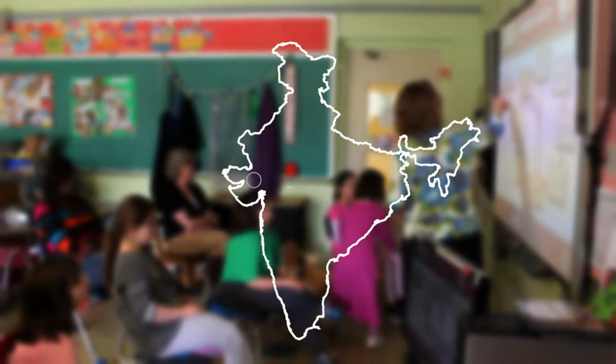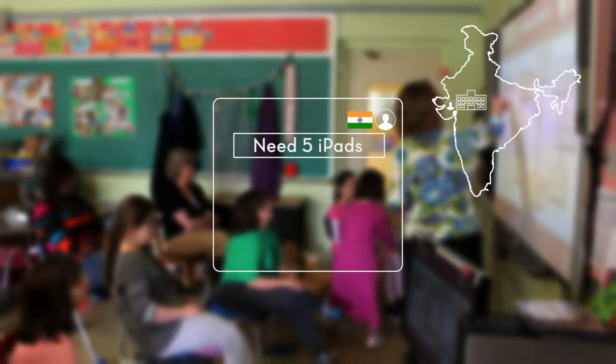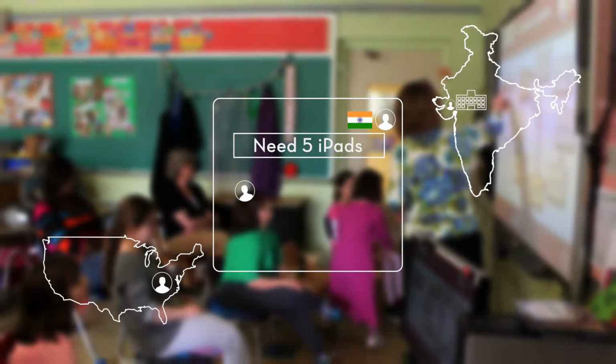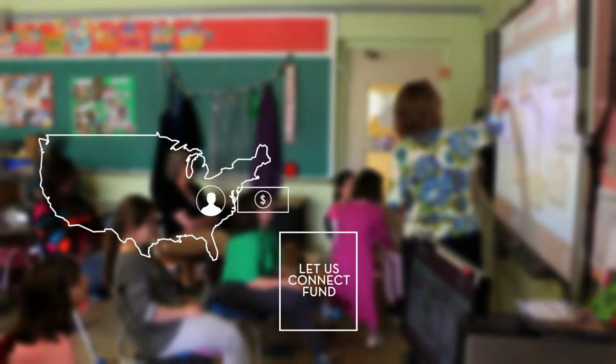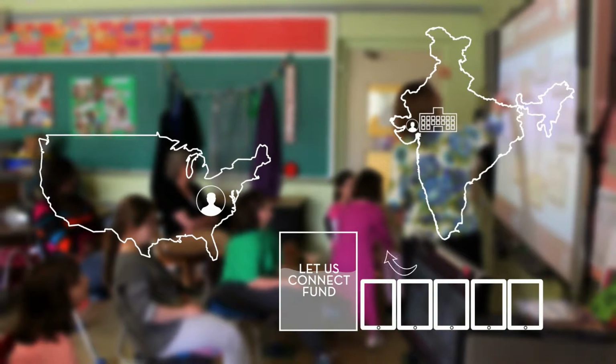The student ambassadors will come together and discuss the needs of the special needs schools. So, for example, if one school needs 5 iPads, one of the student ambassadors from India will post on LetUsConnect that the school needs 5 iPads. Then a student from America will see that post and say, I can take initiative and try to raise that money. So they'll take that money once they've raised it and put it into the LetUsConnect fund. And LetUsConnect will then purchase those iPads and send it to the schools.